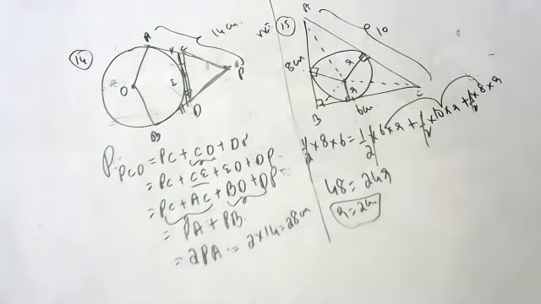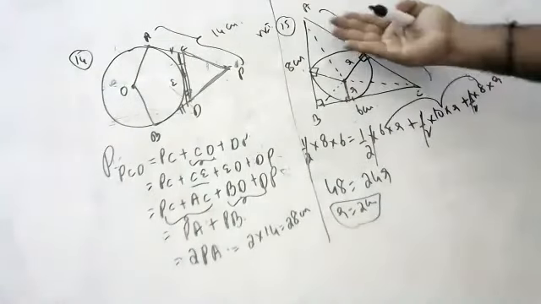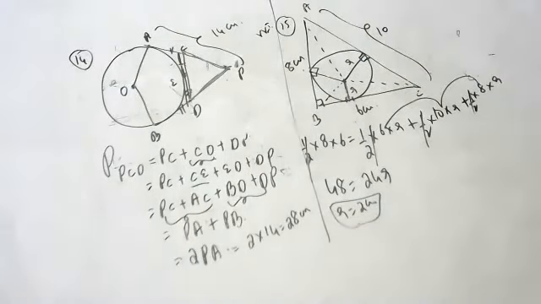So many times they ask this question, children. Very, very important. Big triangle area is half into base into height, which is equal to this area plus this area plus this area. You have to remember, children, it is an easy method. Okay, next question.